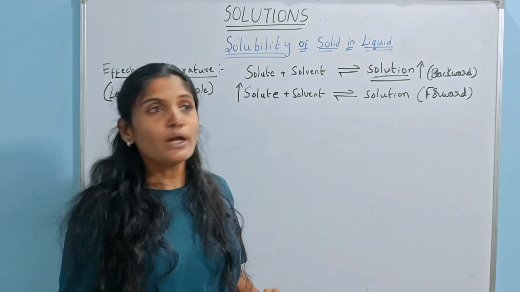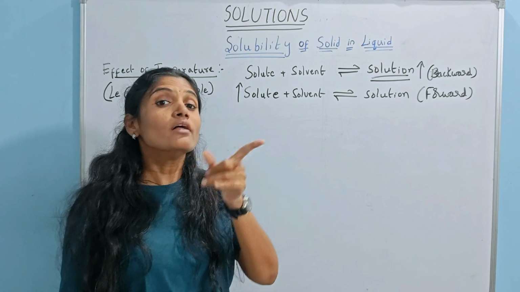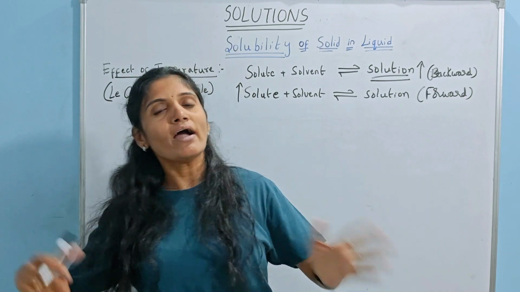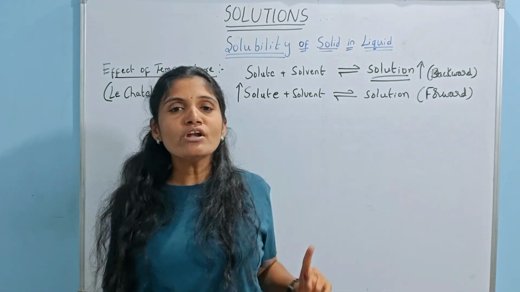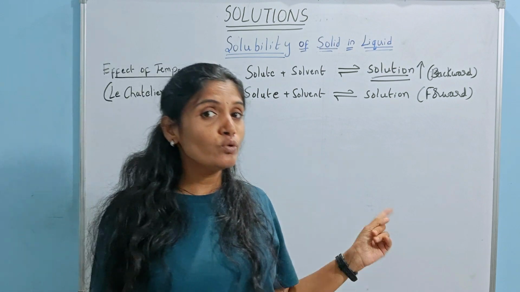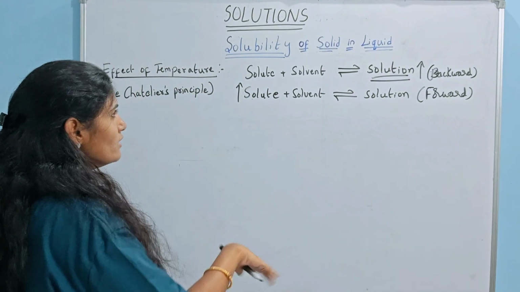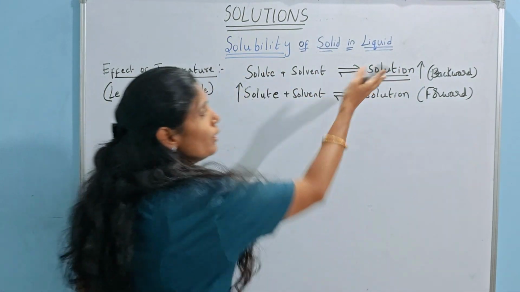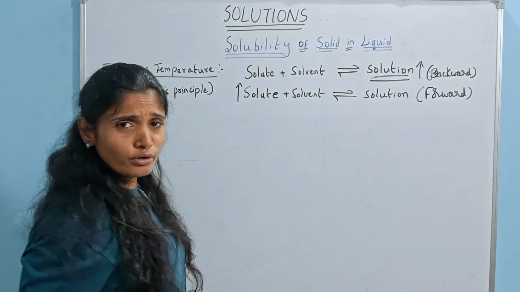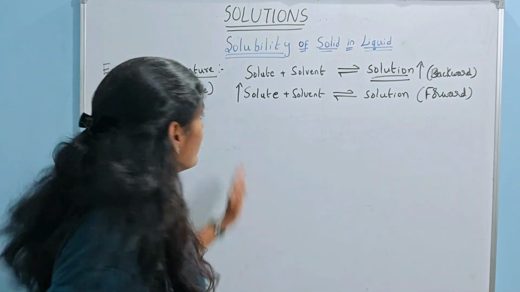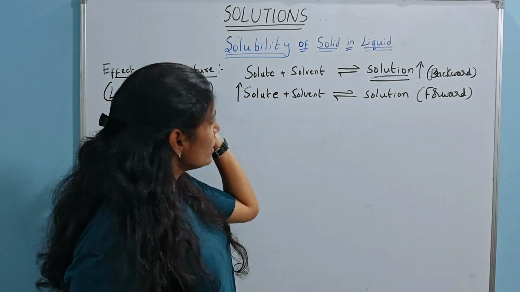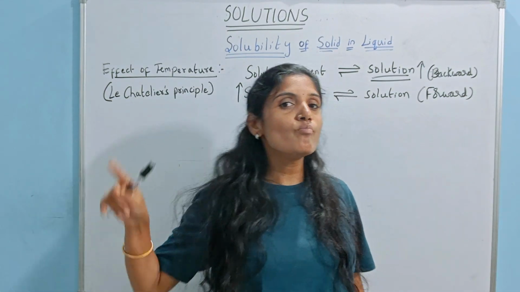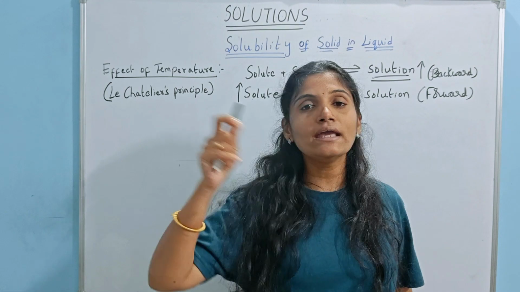So any disturbance you are trying to create on either of the sides, what will the equilibrium try to do? It will be like you are creating a disturbance, now I will adjust myself either forward or backward so that your disturbance does not affect my equilibrium. That is the reason when I made a disturbance by increasing solution, it went in the backward direction to release that extra burden. When I am increasing the amount of solute on this side, to release that extra burden, it is going in the forward direction.